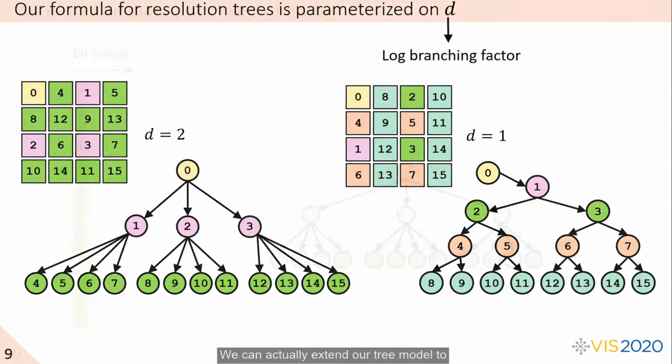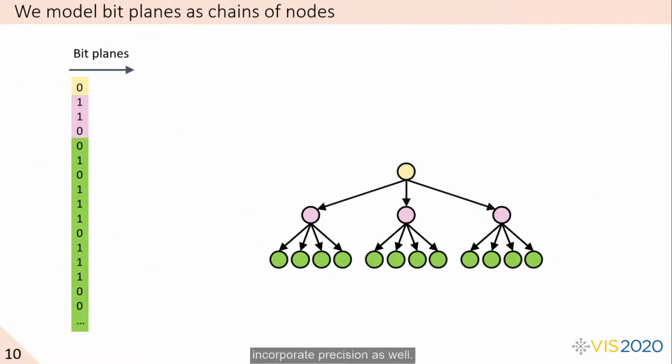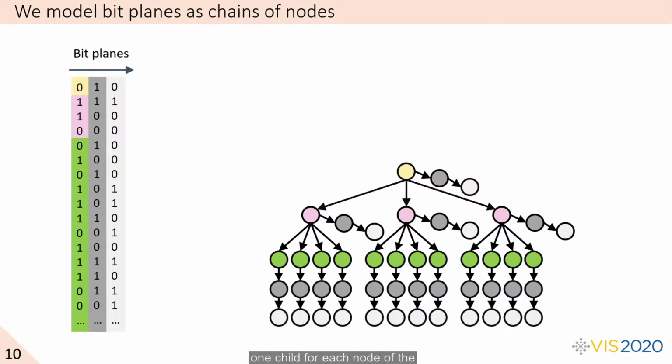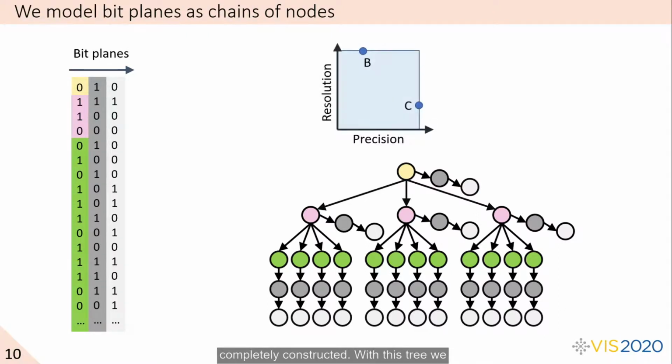We can actually extend our tree model to incorporate precision as well. To do so, we start by constructing a resolution tree, but only for the first bit plane. For the second bit plane, we add one child for each node of the first bit plane. Similarly, for the third bit plane, we add one child for each node of the second bit plane. Suppose there are only 3 bit planes, then our precision resolution tree is now completely constructed.